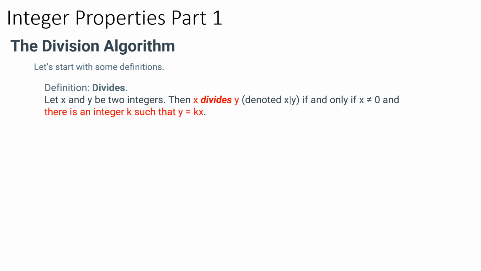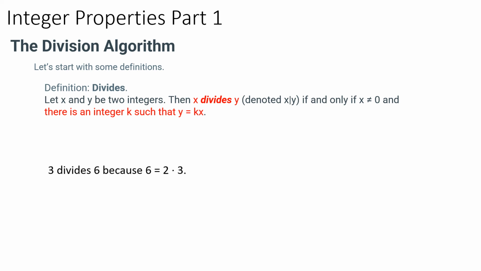X divides y if and only if x is not equal to 0. Now that's just because we can't divide by 0, okay? So if and only if x is not equal to 0 and there is an integer k such that y is equal to k times x. Let's look at some examples so that you can understand what this is saying.